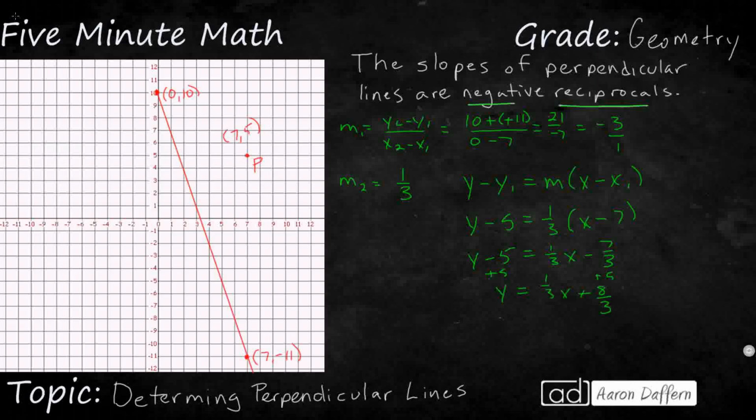That's my equation. If I wanted to, I could graph it. So you see I've graphed a line, and we have a slope of 1/3. And you notice that it's got that y-intercept right there at 8/3, which is really 2 and 2/3. So let's look at another example.